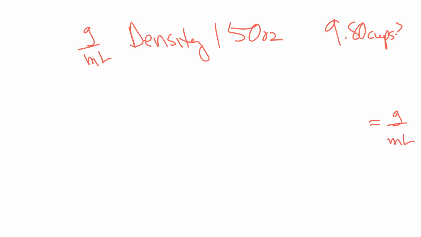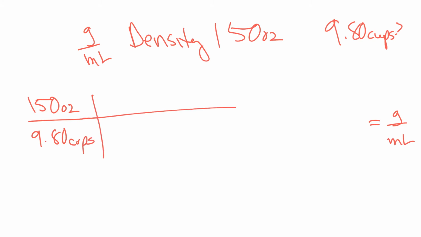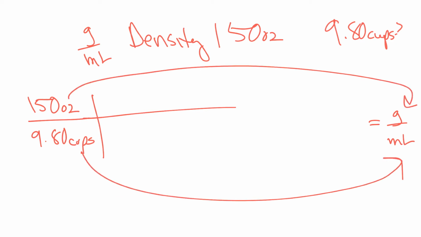So I'm going to start with a double unit. I want the weight on the top, which is 150 ounces, and on the bottom, I want the volume. So now this is going to be a double unit factor label problem. I'm going to get ounces to grams, and I'm going to get cups to milliliters. It doesn't matter if I do the top or the bottom, I'm still going to follow the rules of factor labeling. So I want the unit on the bottom to be able to cancel.